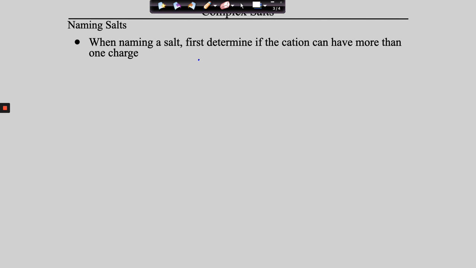When you're naming salts, and guys, I would encourage you to write this sentence down word for word. You've got to have that muscle memory experience here. When you're naming a salt, the first thing that you've got to do is determine whether the cation can have more than one charge. Have that experience. When you're naming a salt, that's what we're doing, right? We're flipping this around. We're naming salts. When you name a salt, the first thing you've got to do is determine if the cation can have more than one charge.